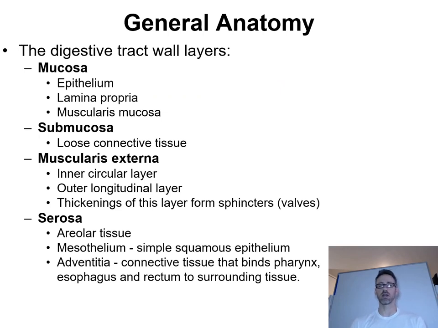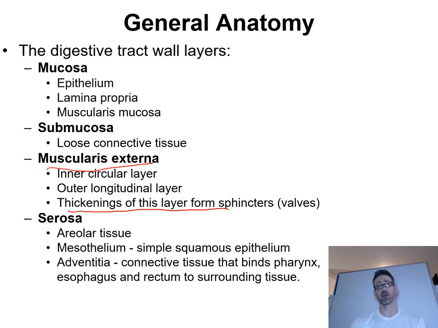Okay, this is just a slide to bullet point some of the things that I just talked about. A couple things I want to bring to your attention that I didn't mention on the previous slide is in the muscularis externa, there are thickenings of the muscularis externa, which form the sphincters. And what you'll see is throughout the digestive tract there are many sphincters that separate one part of the digestive tract from another. So, for example, you have an upper and lower esophageal sphincter that close off the esophagus both from the oropharynx region as well as from the stomach.